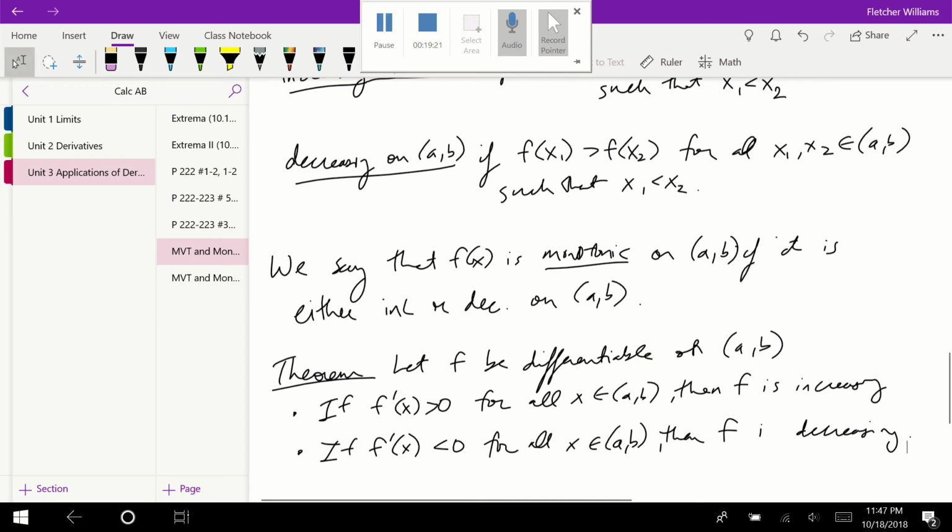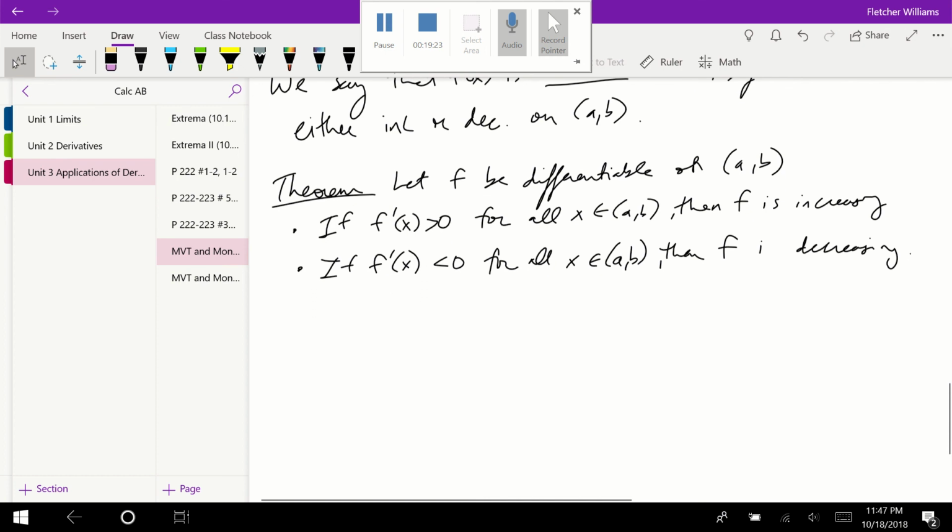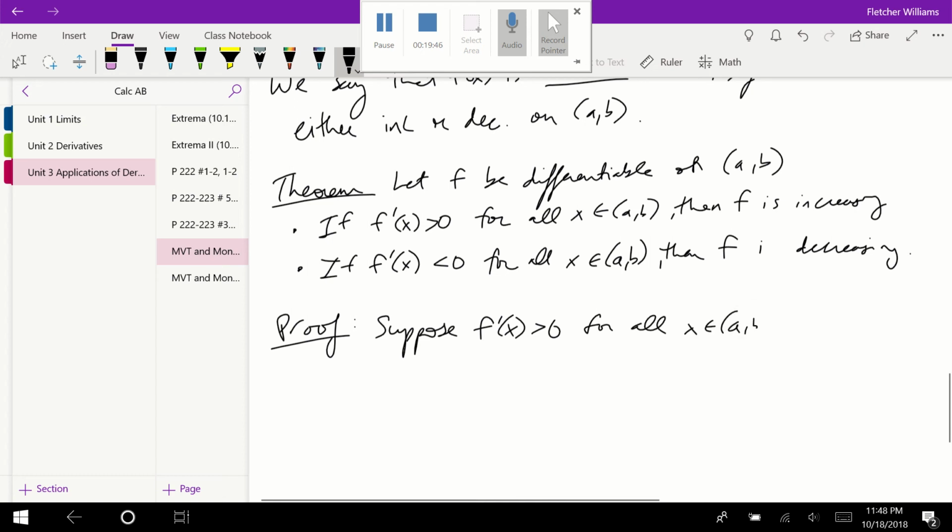Okay, so now in order to prove this kind of statement, we'll end up using our mean value theorem. So let's have a look. Proof. Let's start with the if statement on top. Suppose that f prime x is greater than 0 for all x in some interval.